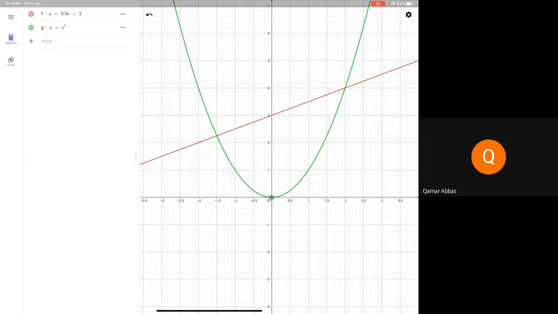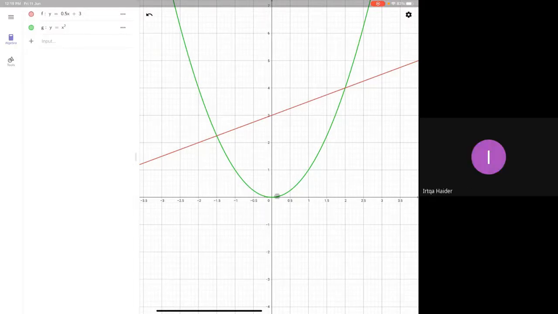See, at 0 slope is 0. At 0.5 slope is positive. Why? Because if you draw a tangent here, it will make an acute angle with the positive x-axis. Can you see? Yes, sir. At 2 also slope is positive because if you draw a tangent here, it will also make an acute angle. But if you come to this side, slope is what? Negative. Can you see? Yes, sir. If you draw a tangent here, slope is negative.